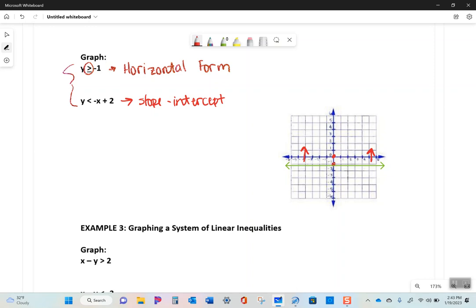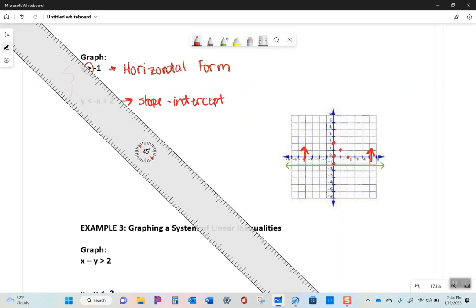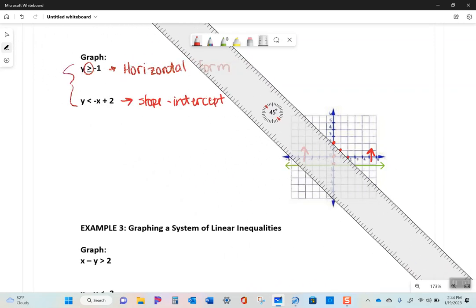So someone help me graph this one. What's my y-intercept? 2. I heard it. And what's my slope? Is it negative x or is it negative 1? Negative 1. Okay. So I'm going to go down 1 and to the right 1. We're going to do that a couple times. Then I'm going to get my nifty ruler out.